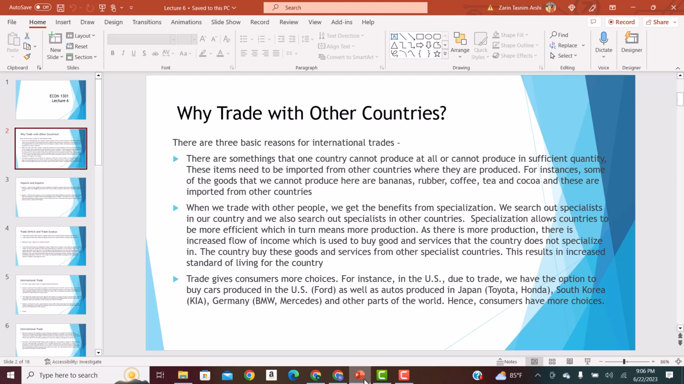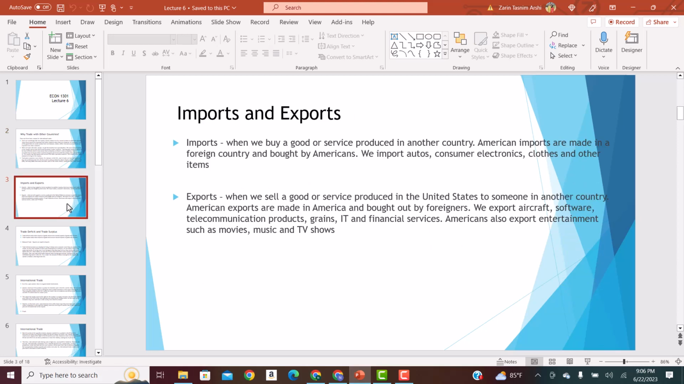So you're getting choices from all around the world, and hence your satisfaction from these choices will basically be maximum, because you have so many choices, so you can make the best decision out of that. So these are the three reasons why countries engage in trade. Now, when we say trade, we mostly mean imports and exports, right?